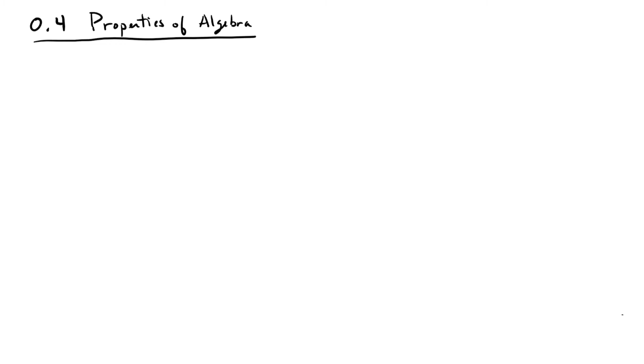Section 4 review is about some properties of algebraic expressions, but it's also about what variables are. So maybe we can start with that, variables.